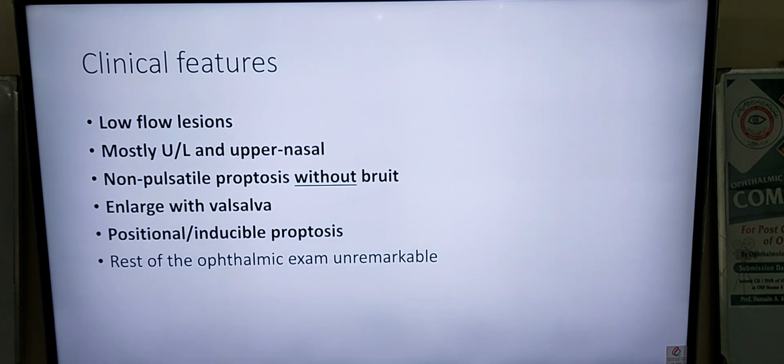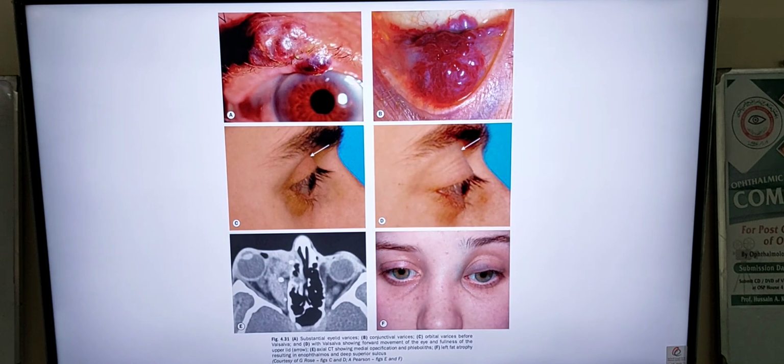Apart from these findings, usually the rest of the examination is normal. There is no engorgement of conjunctival veins or arteries, and the IOP is also symmetrical in both eyes. These are the images of varices. In the first picture, you can see the eyelid varices. Sorry, this shows conjunctival varices. This row shows the absence of proptosis without Valsalva, and this picture shows slight proptosis and prominence happening with Valsalva. This picture I will discuss later on. This is again a picture of distended vessels, like esophageal varices.